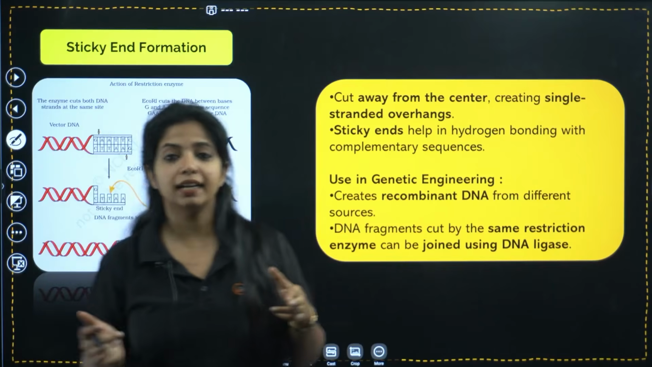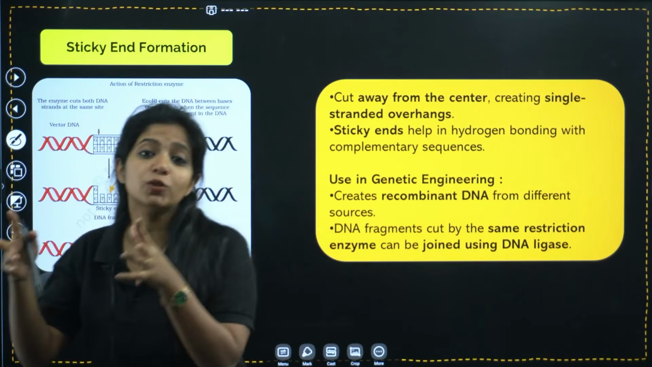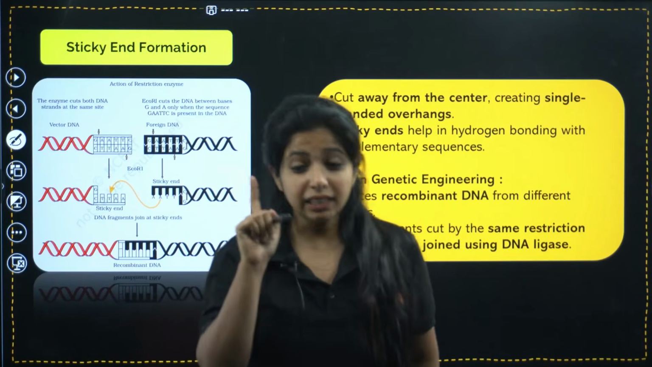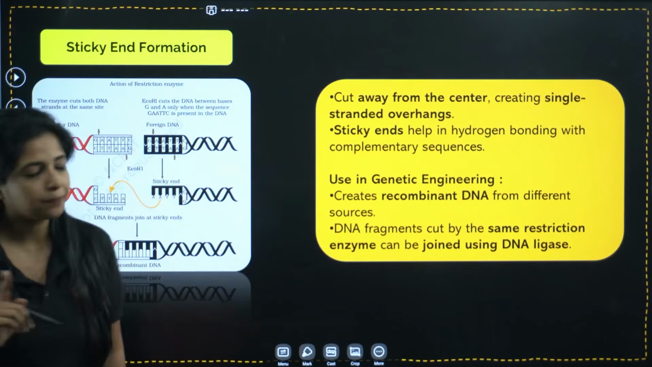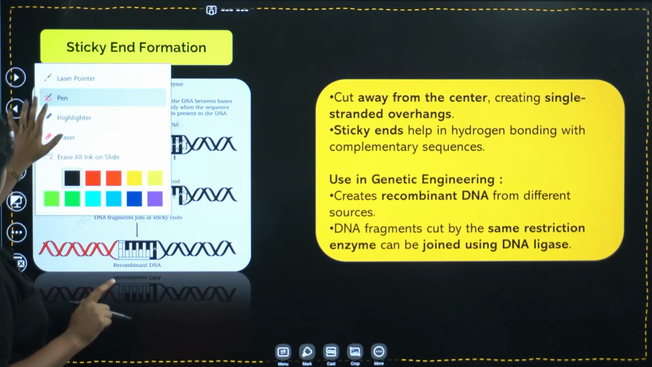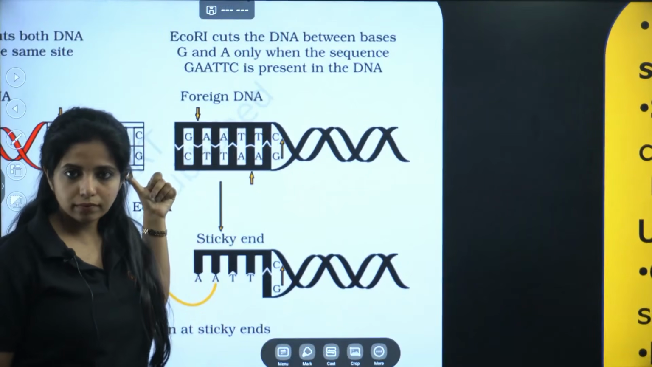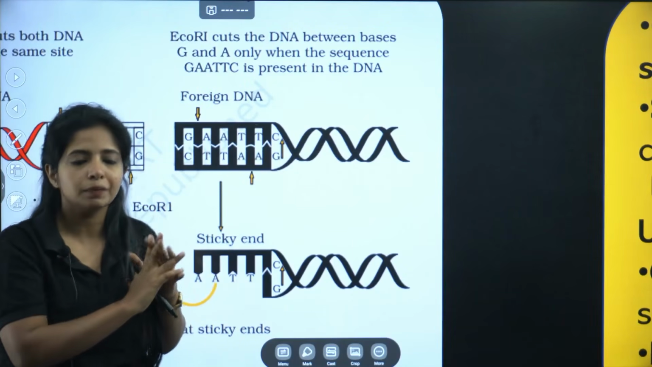Why do we say that? Basically, the gene of interest has to be cut with the same restriction enzyme, and also the vector has to be cut with the same restriction enzyme. There is a reason for that, and you have to listen to me carefully to understand it. So over here, suppose this is the DNA that I want to put inside the vector.